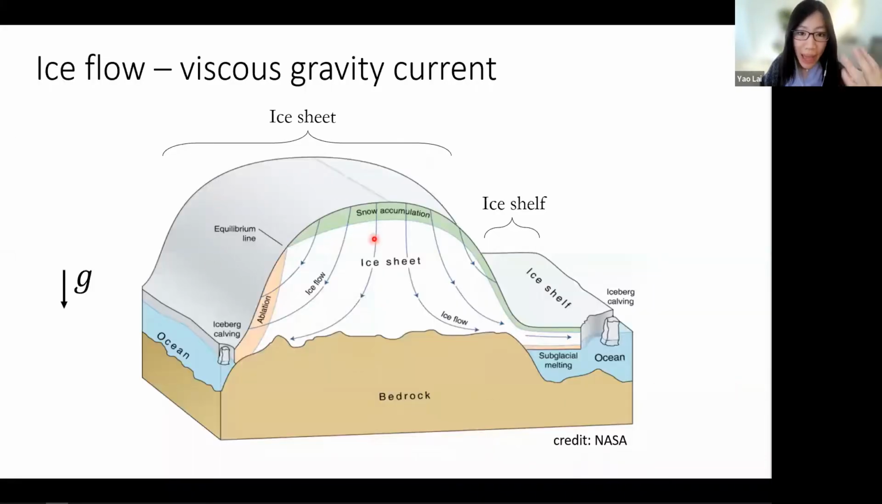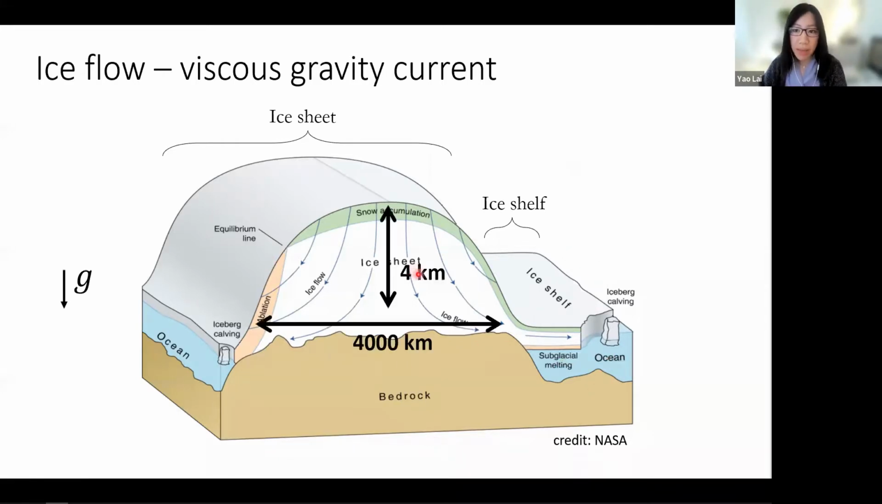And ice flows as a fluid and is driven by gravity. As Ian was talking about just now, ice sheet flow is driven by gravitational spreading. And ice sheets and ice shelves are two different regions. Ice sheets spread over the bedrock, ice shelves spread over the ocean. And note that this cartoon is exaggerated in the vertical scale. The actual aspect ratio between thickness and length is about 1/1,000.